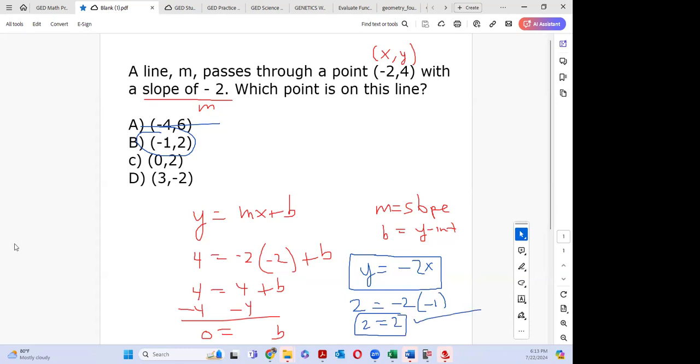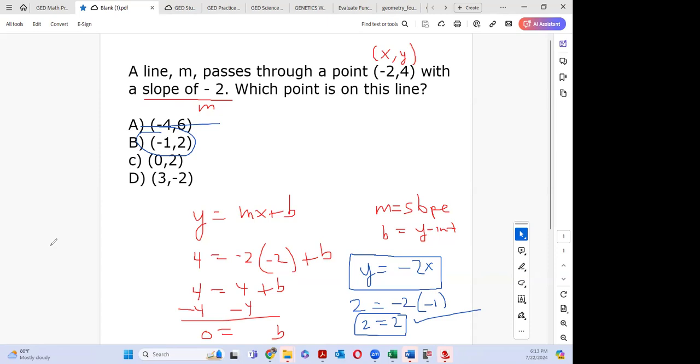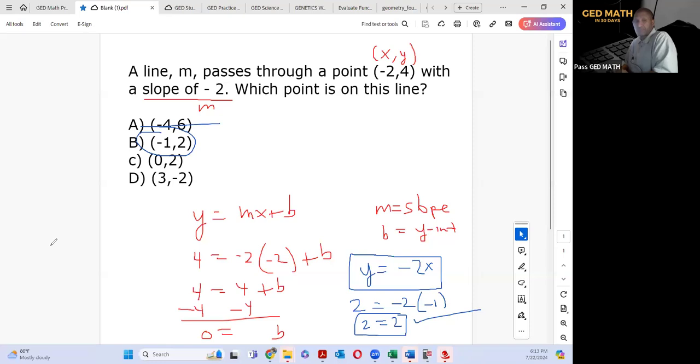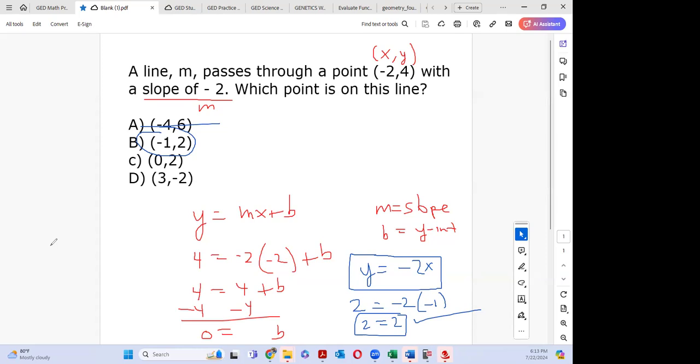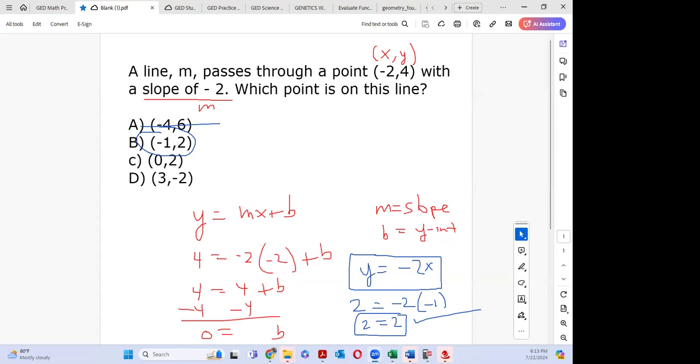So wait, I'm a little confused. Okay, so you just plug in X and Y with the slope is M, right? Yes. So how did you get a -4 from the Y? Where did I get a -4? What do you mean? No, when you did the equation, when you got the 0.